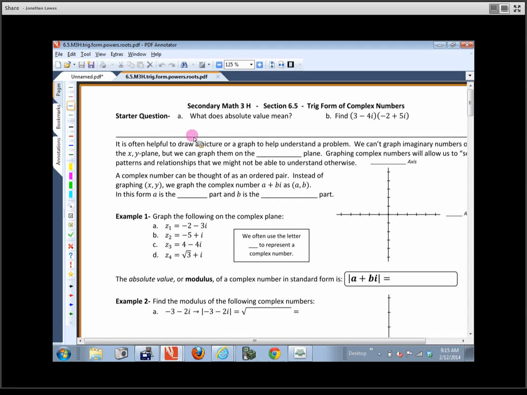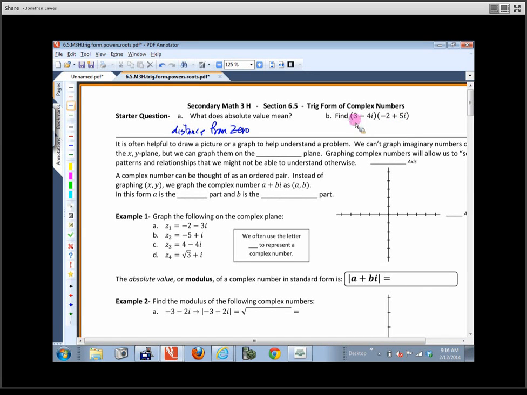Can anybody tell me what absolute value means? The distance from zero, okay? So absolute value is distance from zero. Distance from our center point on our number line, or in this case, we're going to start talking about the distance that is from the origin, okay? And if we were to find the product of the two of these, we're multiplying two complex numbers together.